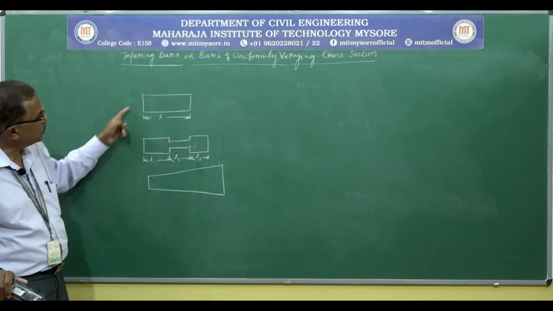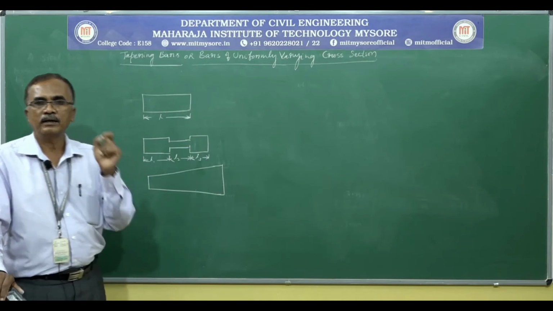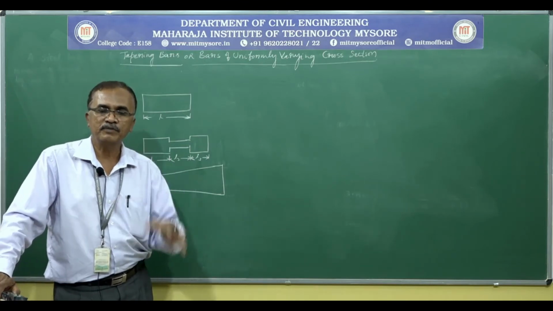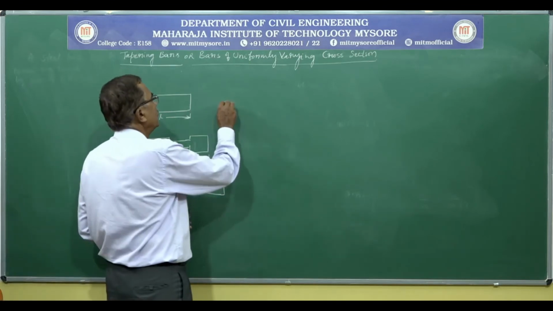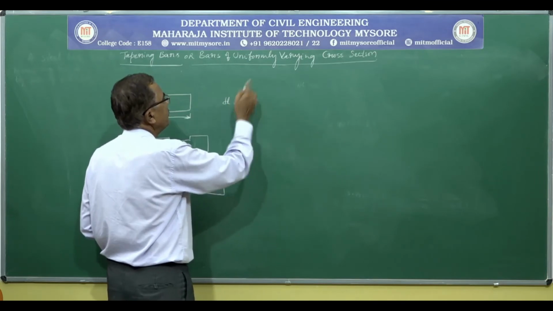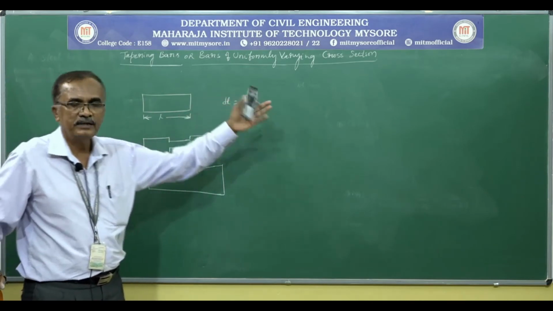So here, in the first two cases we can find out the strain by using the fundamental concept of change in length. The fundamental equation which we derived to obtain change in length is delta L is equal to PL by AE, where P is the applied axial load, L is the length of the bar, A is the cross sectional area, and E is the Young's modulus.